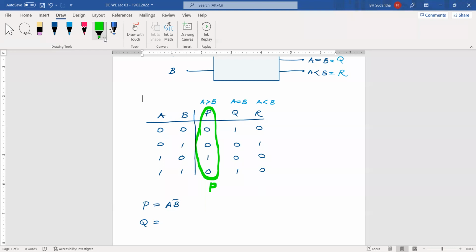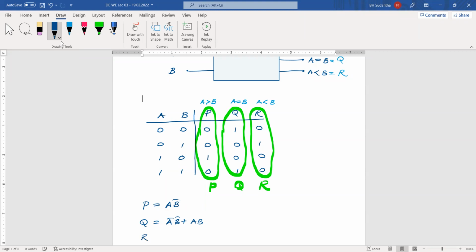And what about Q? We can write considering this one. Here we have two ones. Okay, that is A bar B bar plus AB. Third one, this one. We have to consider only that column. This is R. Okay. Here also we have only a single one. That is A bar B.